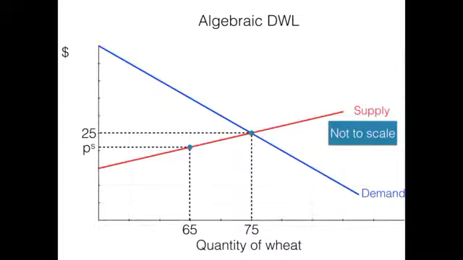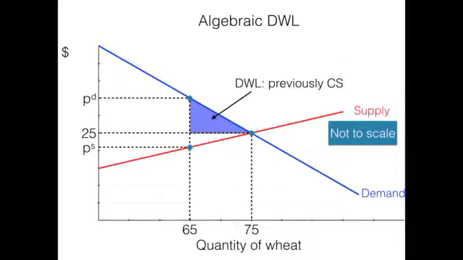So what we want to know from that is what's going to be the price associated with that, on the supply curve at a quantity of 65. And we also want to know at that quantity what's the price on the demand curve. If we know those pieces of information, we can calculate the deadweight loss that was previously consumer surplus that was caused by this transportation constraint. And we could also calculate the deadweight loss that used to be producer surplus.